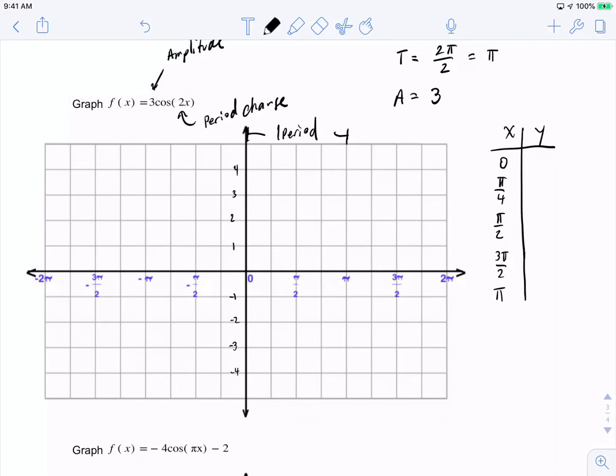So cosine of, what's 2 times 0? It's 0. Cosine of 0 is 1. And then multiplied by 3 is going to give us a 3.